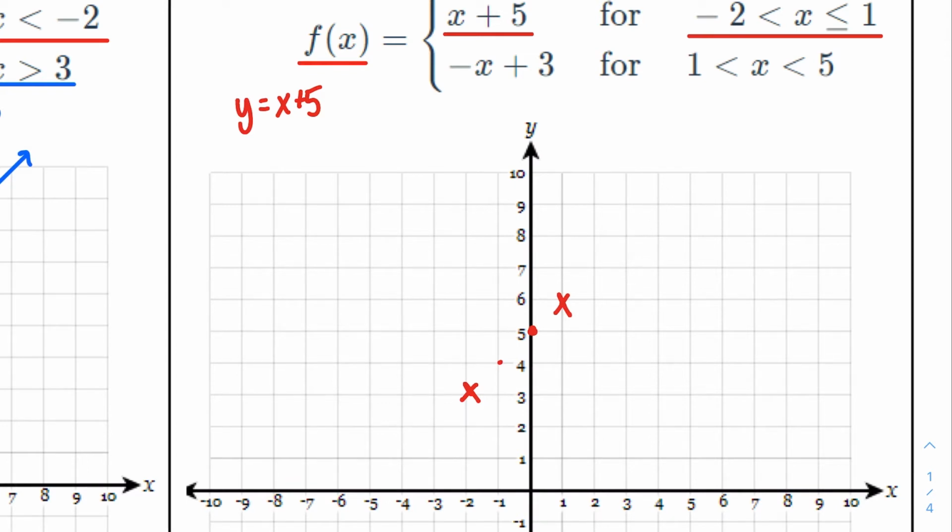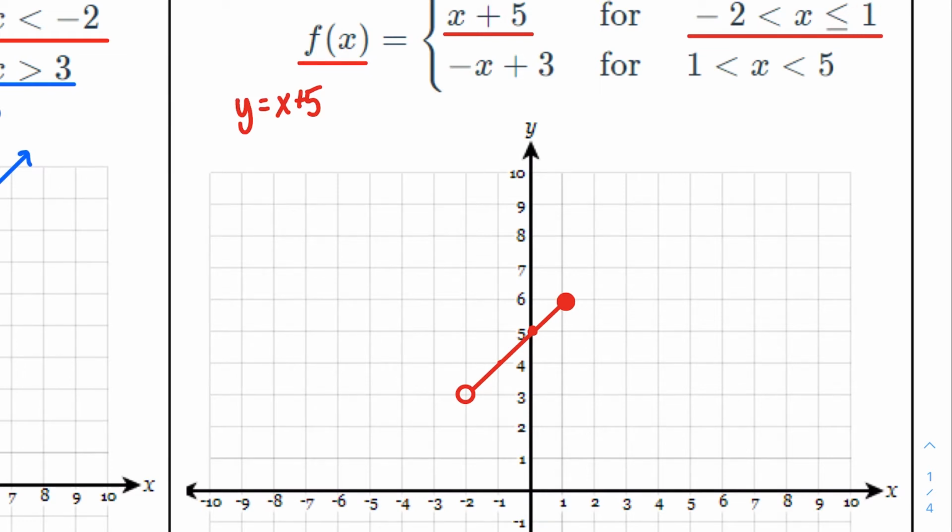Now we look at the first point, -2. Since it is less than -2, open circle. If we go up to 1, it is less than or equal to our 1, so that's going to be a closed circle. Again, x is greater than -2, but less than or equal to 1, and we connect all those points with a straight line. Open circle because it's just less than, closed circle because it's also equal to.